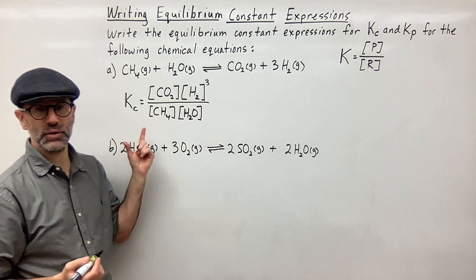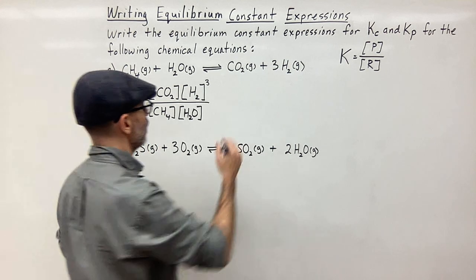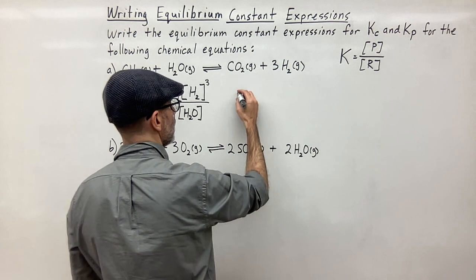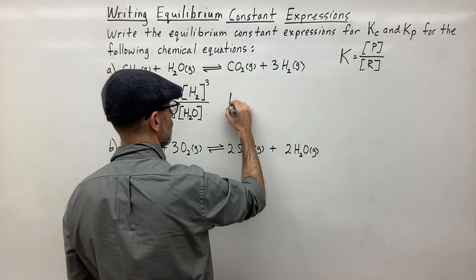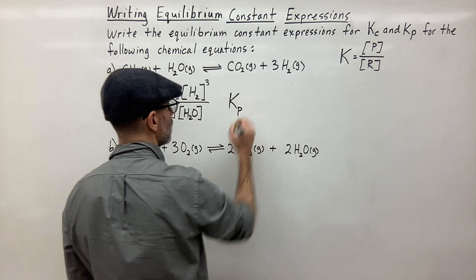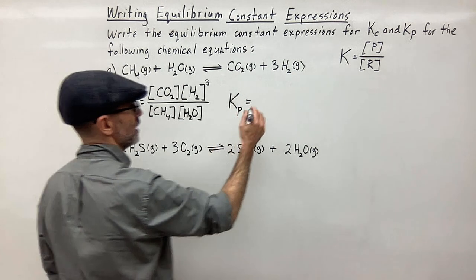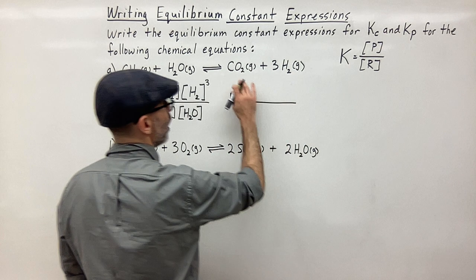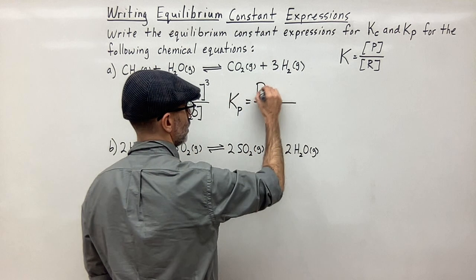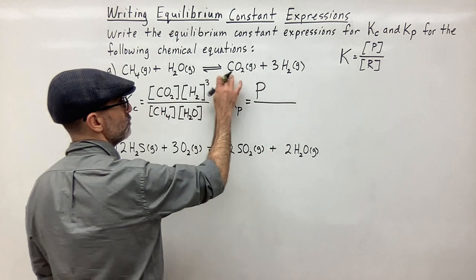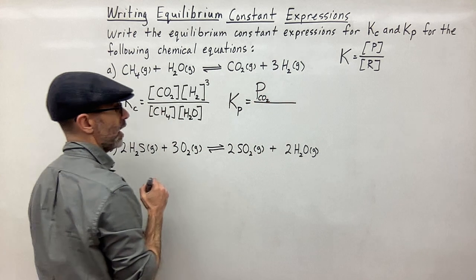Kp is going to be very similar, but we're going to use pressures. So when we write the expression for Kp, it's going to be in the terms of pressure. But everything else is pretty much the same. So it's going to be products over reactants. So it's going to be the pressure. We'll put P for pressure of CO2, and we'll put CO2 on the bottom there.